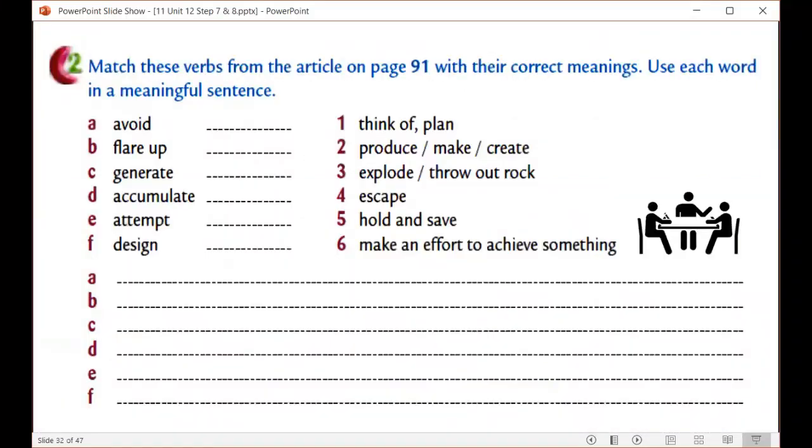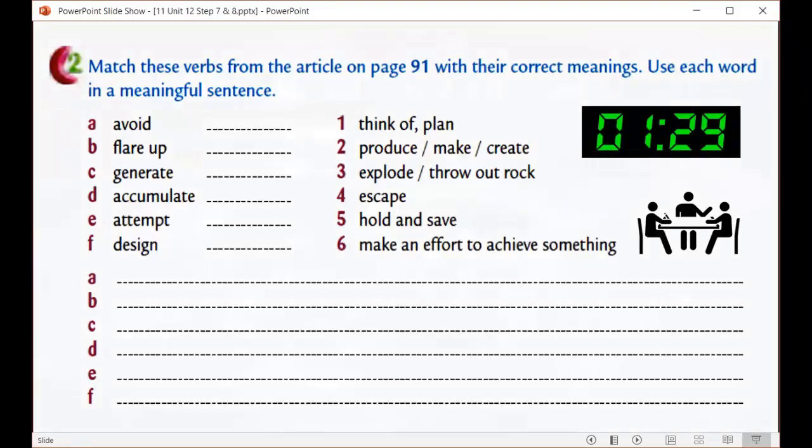Now, let's go to exercise two. Here we want to match these verbs from the article that we have read before with their correct meanings. We want to use each word in a meaningful sentence after that. What are these words? We have avoid, flare up, generate, accumulate, attempt, and design. Let's match these verbs with their meanings. Okay, let's start.